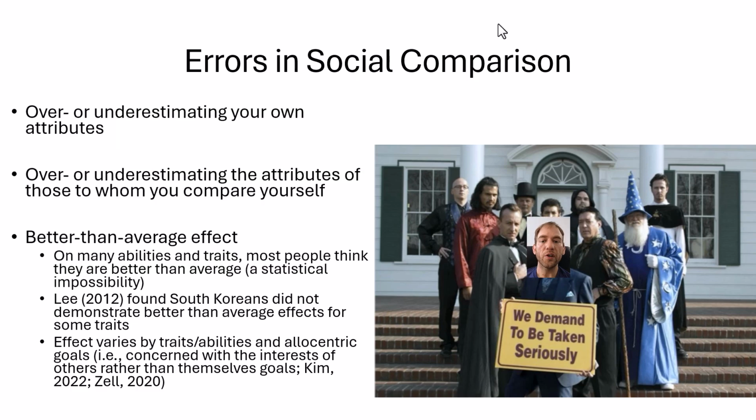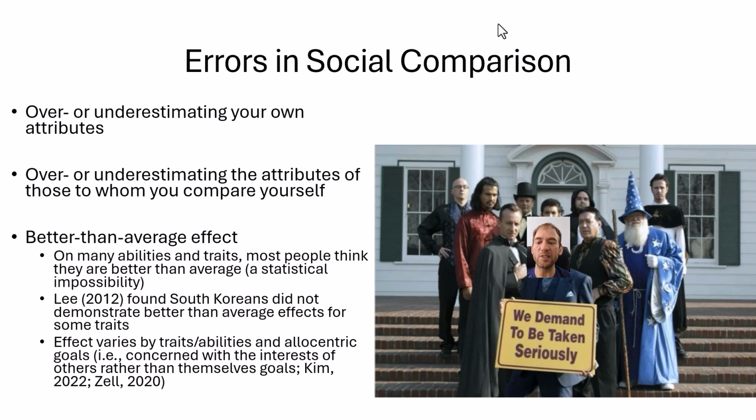There are also errors in social comparison. For example, overestimating your own attributes or underestimating the attributes of those to whom you compare yourself. So you're watching LeBron James play and you're like, oh, of course, I can be just like LeBron James. So you're overestimating your own abilities. Or you can watch LeBron James play and be like, oh, this dude sucks. So you're underestimating the attributes of that person. So you're like, oh, of course I can do that. So in our ability to estimate our own attributes and other people's attributes, there can be errors.